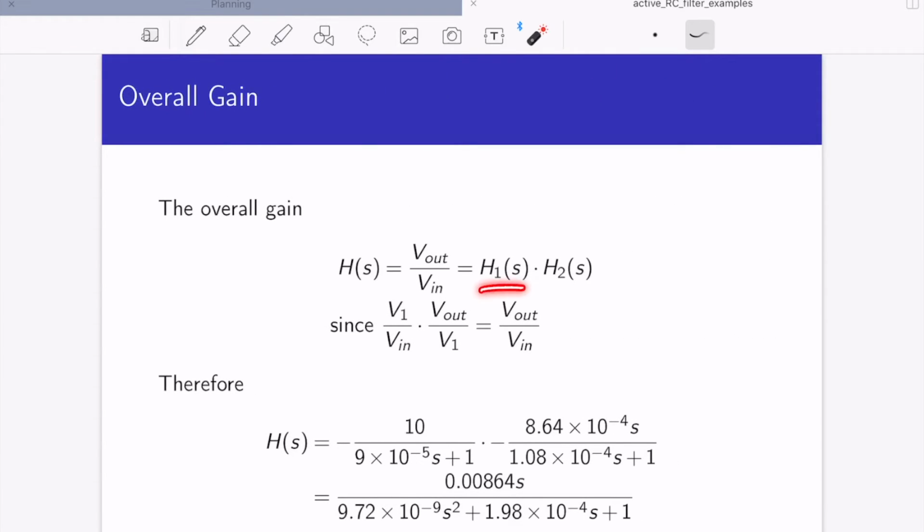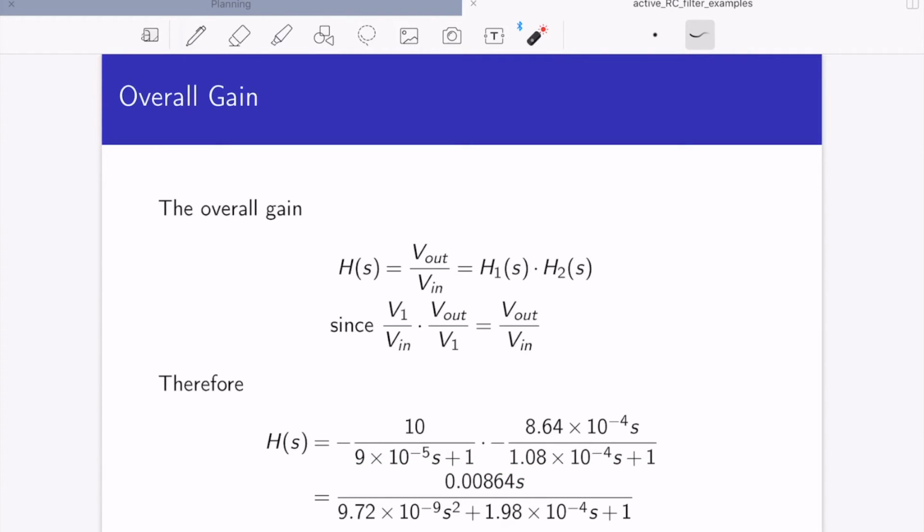Now that we know H1 of S and H2 of S, we can just multiply them together to get H of S. We put that all together, do the multiplication, and we'll end up with 0.00864 times S over 9.72 times 10 to the minus 9th S squared plus 1.98 times 10 to the minus 4th S plus 1. And that right there is the transfer function.